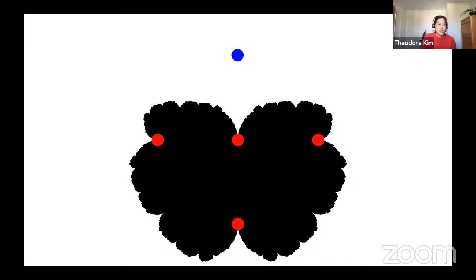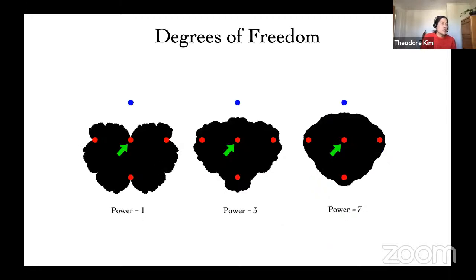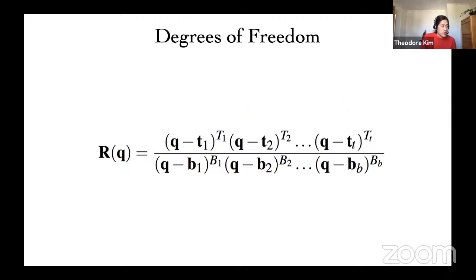All right, one last feature of this rational function: we raise everything to a power. By adjusting the power, you can literally adjust the power of attraction and repulsion for each of these roots. For example, in the middle here, we have power equals 1. As we pump up the power of the middle root, it becomes more and more dominant, and it is more and more on the interior of the Julia set. All right, so that's the formulation. We have a bunch of attractors, a bunch of repulsors, and we have a way to tune their power.